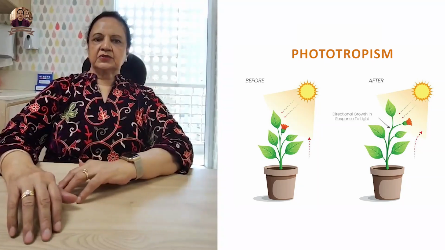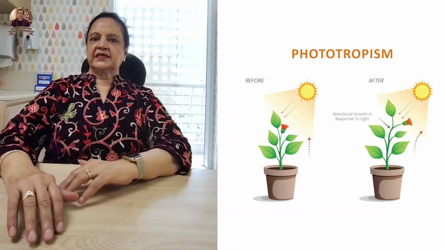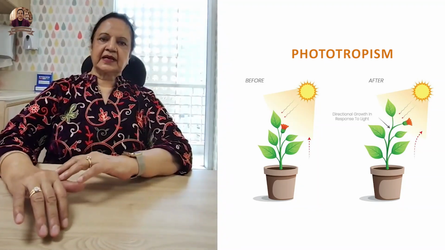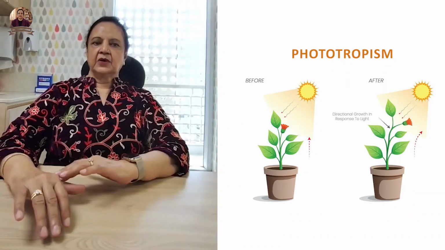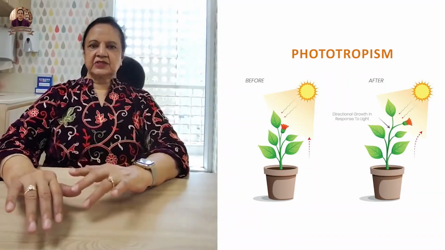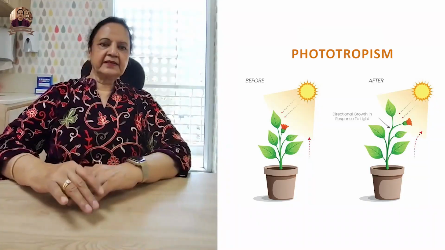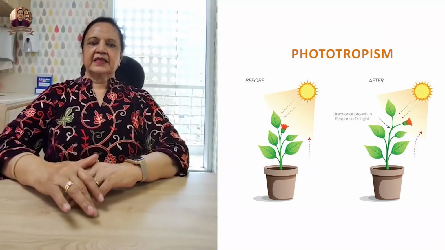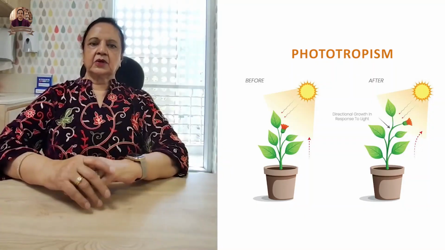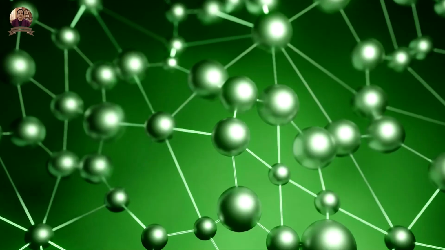Plants use hormones for coordination. For example, in response to light, that is phototropism, auxin diffuses to the shaded side, causing those cells to elongate more, bending the shoot towards the light. It is a slow but coordinated response.